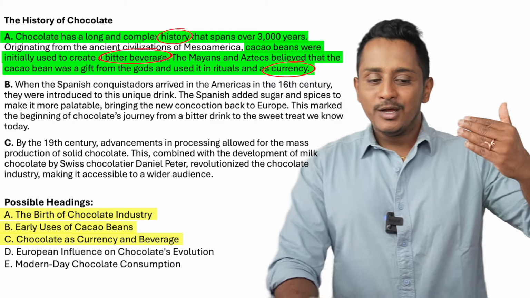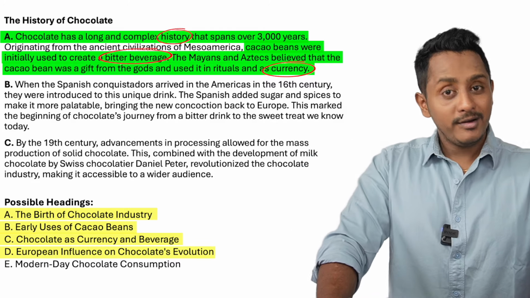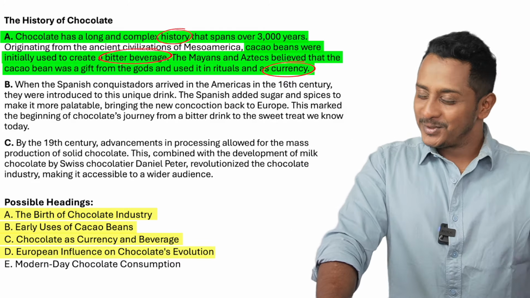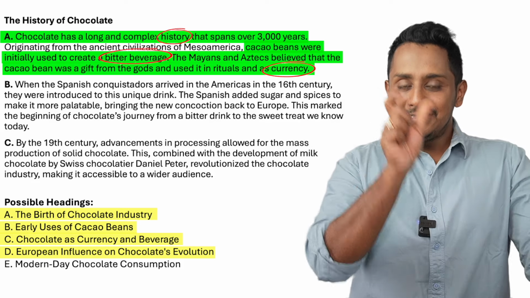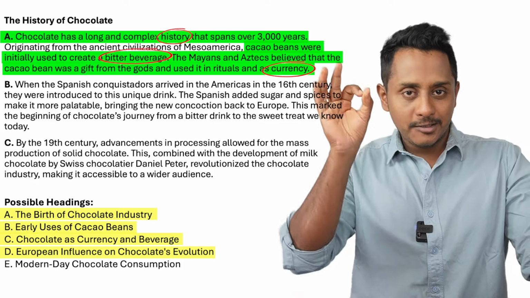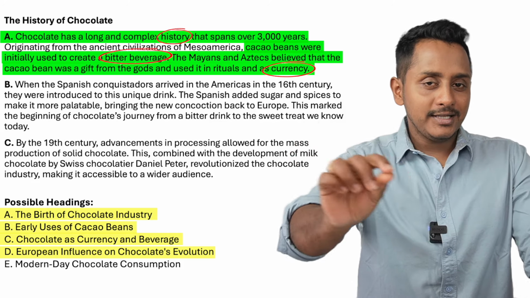If we understand: European influence, they did not say. Modern day, no, they're not talking. They're talking about over 3,000 years ago. So it's B or C. Now get the gist of it. C says chocolate as currency and beverage. The keywords are exactly matching.